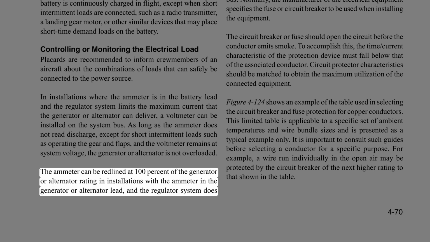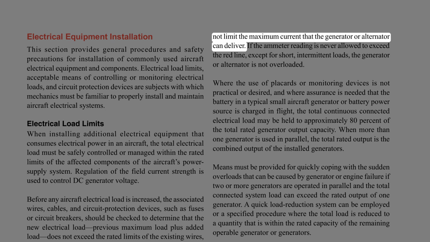The ammeter can be redlined at 100% of the generator or alternator rating in installations with the ammeter in the generator or alternator lead, and the regulator system does not limit the maximum current that the generator or alternator can deliver.